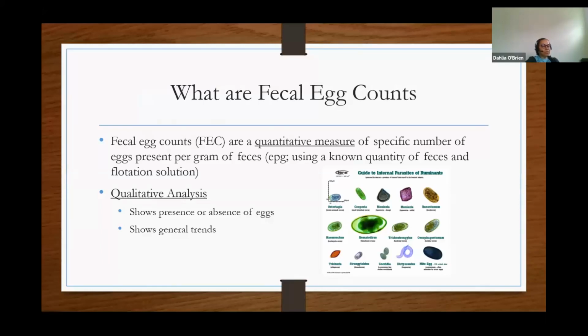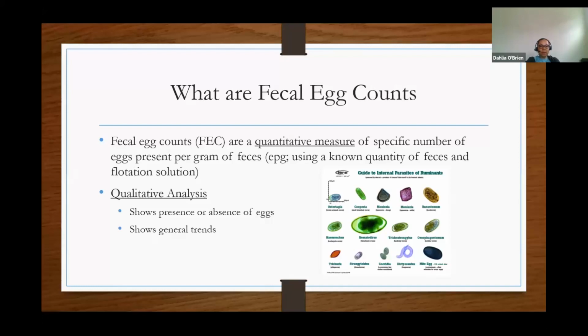Fecal egg counts are a quantitative measure of the specific numbers of eggs present per gram of feces. This is done using a known quantity of feces and a known amount of flotation solution. A fecal egg count being a quantitative measure is in contrast to qualitative analysis that can also be conducted, which basically shows the presence or absence of eggs.